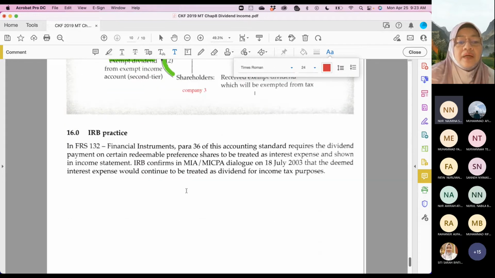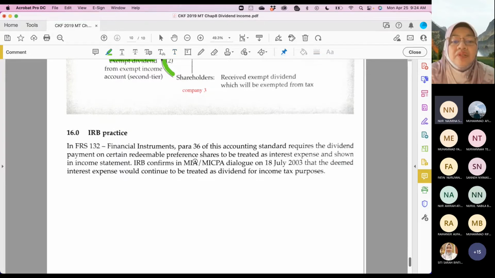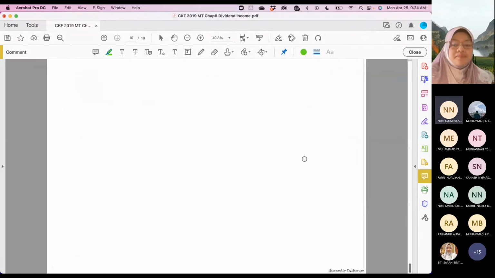And finally, we have a financial instrument. Para 36 of the accounting standard requires dividend payment on certain redeemable preference shares to be treated as interest expense and shown in the income statement. The Inland Revenue Board confirmed in a Malaysian Institute of Accountants meeting that the deemed interest expense would continue to be treated as dividend. So for income tax purposes, the dividend paid to the shareholder will still be treated as a dividend. But under IFRS 132, dividend paid on redeemable preference shares is treated as interest expense.